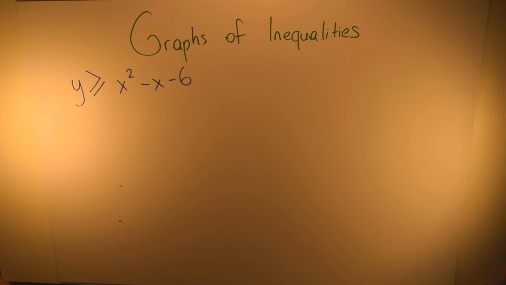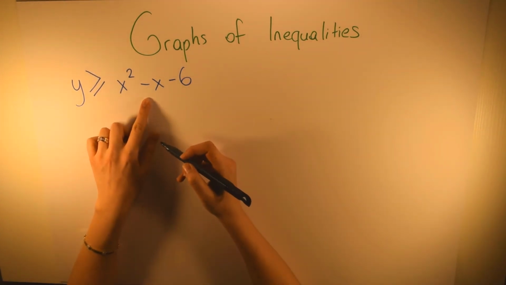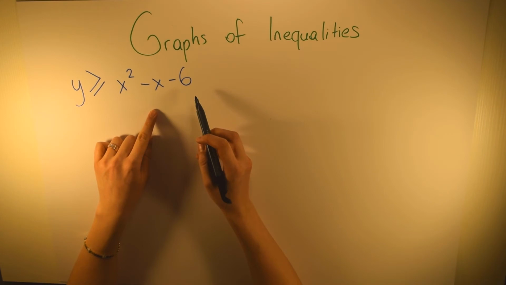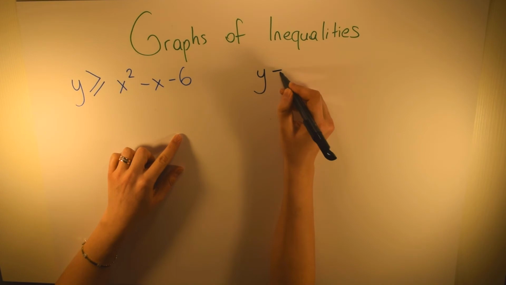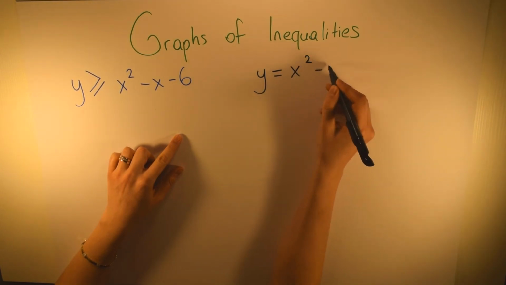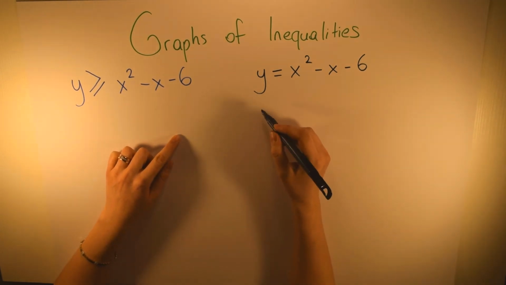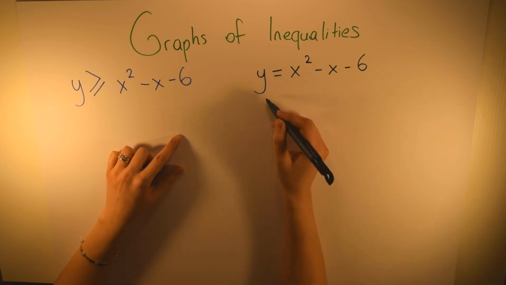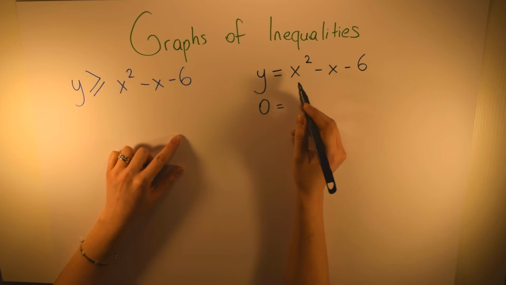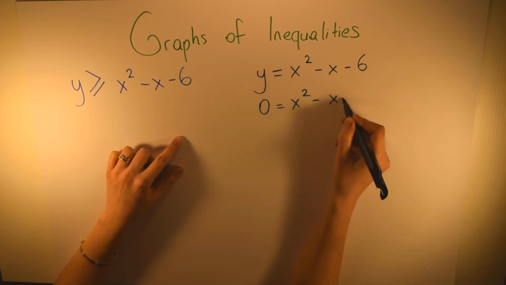Now let's see how we draw the graphs of inequalities. So here we have y is greater than or equal to x squared minus x minus 6. First think of this as a normal parabola, which means y is equal to x squared minus x minus 6. Then you should find x-intercepts and y-intercept by giving the value 0 to each variable. Let's do that. First let's give 0 to y, and from here we will find our x-intercepts. So 0 is equal to x squared minus x minus 6.